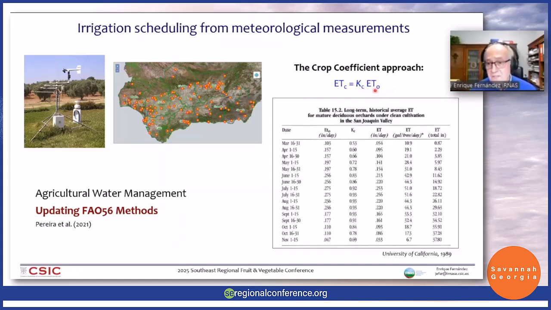And you have to multiply these values by the so-called crop coefficients I mentioned before. Here in the table, you have an example of how to use the crop coefficient approach to estimate the crop evapotranspiration in the San Joaquin Valley in California. And you can see the values of the crop coefficient depending on the time of the year. You have to be careful because these values, which were obtained for the San Joaquin Valley, maybe don't apply to your area. So you have to be sure that the values of the crop coefficient apply for the area in which you have your orchard.